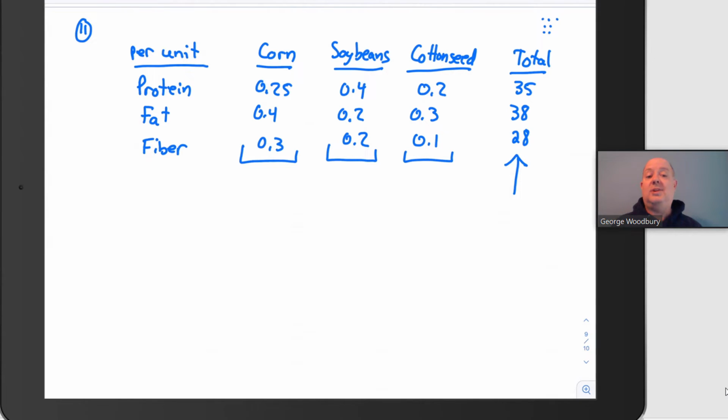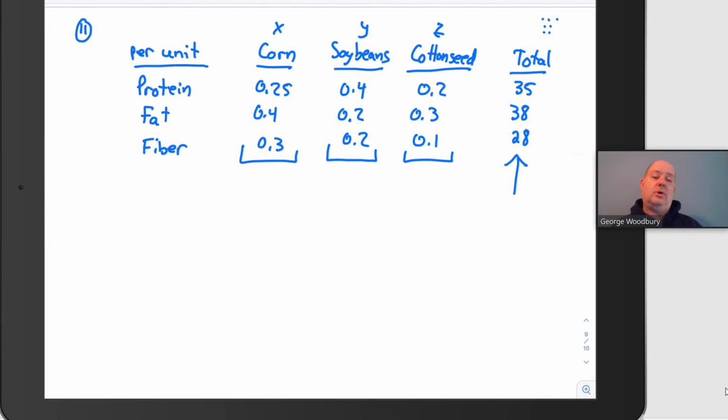Typically, I would like to use C as the variable for the amount of corn. However, there's also cottonseed. Plus, I don't like using the variable S because S can look like a 5. So I'm going to go back to the old standard of X, Y, and Z to stand for corn, soybeans, and cottonseed.